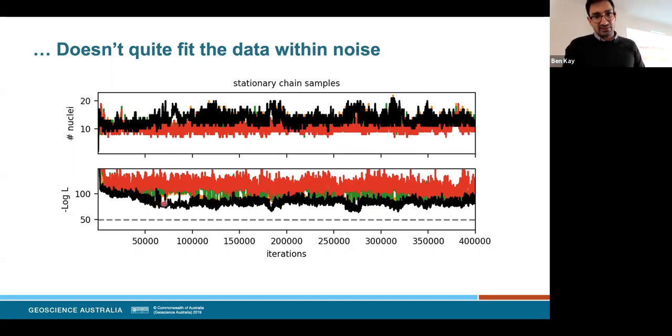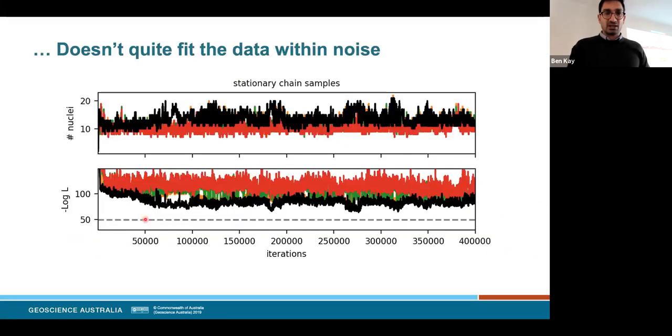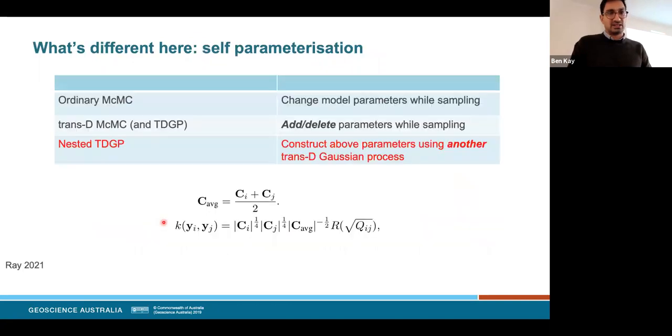And when I pull out the ensemble of models in this black Markov chain, I'll be able to plot statistics like I've done over here. But it doesn't quite fit the data within the noise. And so that's a little bit problematic. And why is that? Well, we know that it's because of the sharp edge.